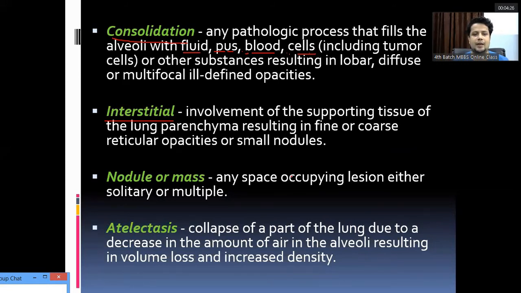Next is nodule. Any space occupying lesion, either solitary or multiple, that is usually more or less rounded in shape, is called nodule or mass. And atelectasis is the collapse of part of lung due to a decrease in the amount of air in the alveoli, resulting in volume loss and increased density. Volume loss and increased density means presence of opacity. So these are the typical features of different patterns.